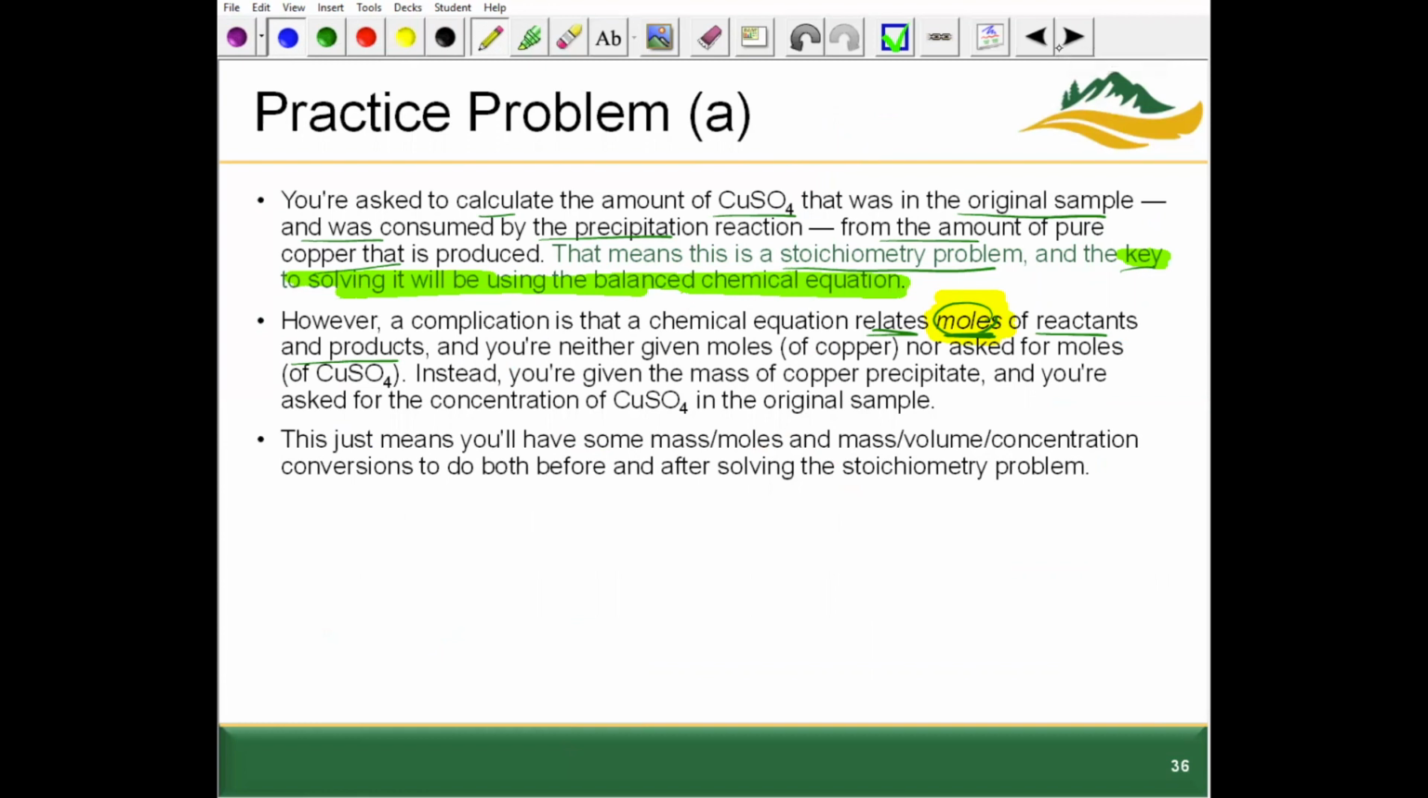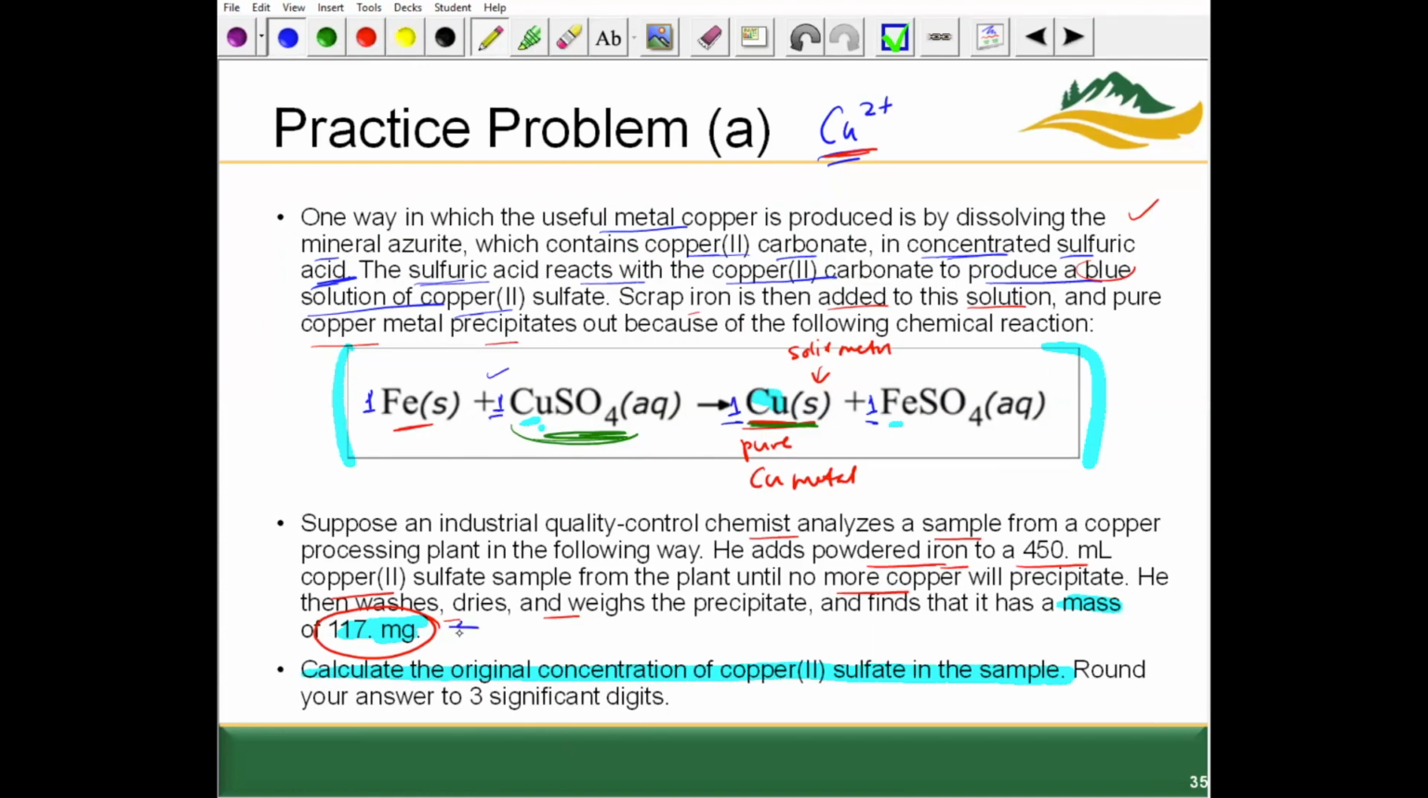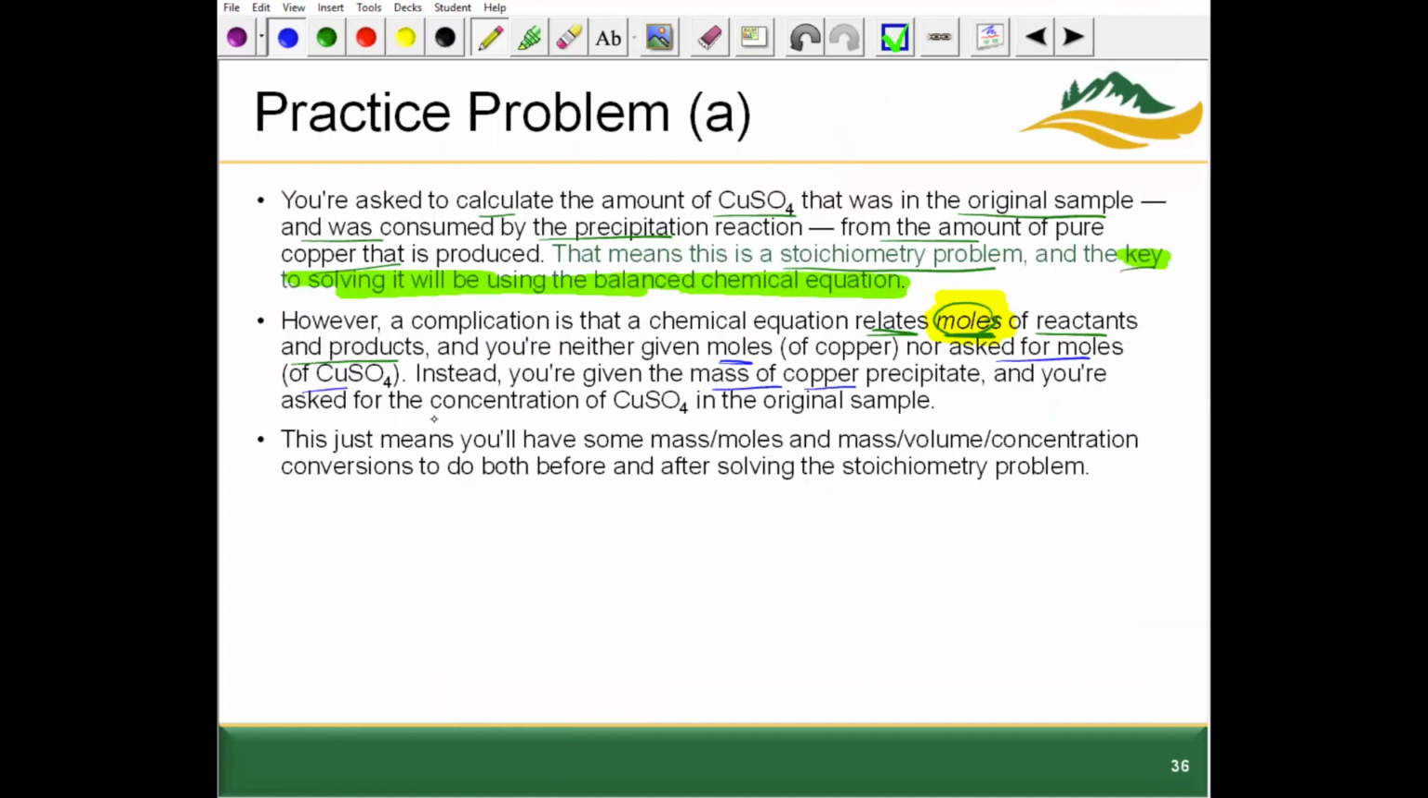But in our problem, we're not given directly the moles of copper, nor are we asked for the moles of copper sulfate. Instead, we have a mass of the copper precipitate. With this mass, we're asked for the concentration of copper 2 sulfate in this original sample. So with all this different information, we'll have to do some mass to mole conversions and also some mass to volume to concentration conversions. So let's get organized and then solve this problem.